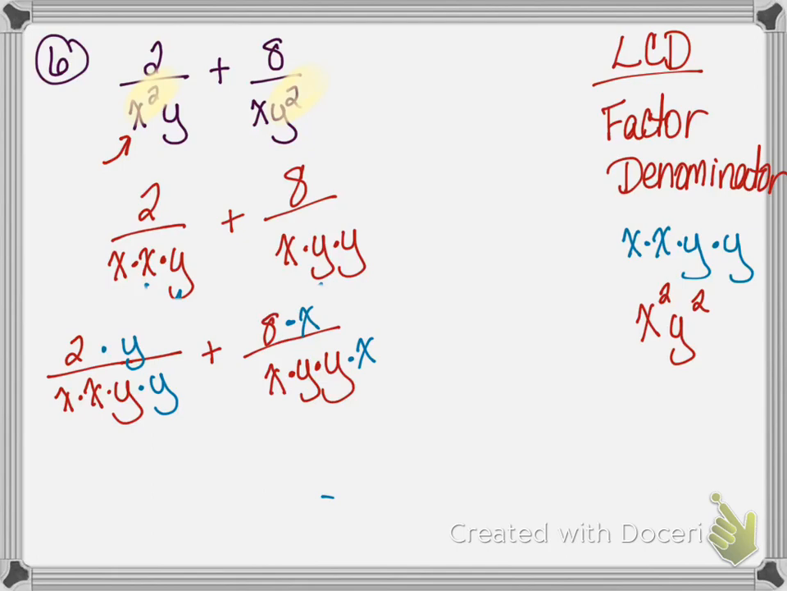So, my denominator now is X squared, Y squared. I have 2Y plus 8X. And that is my final answer right there.